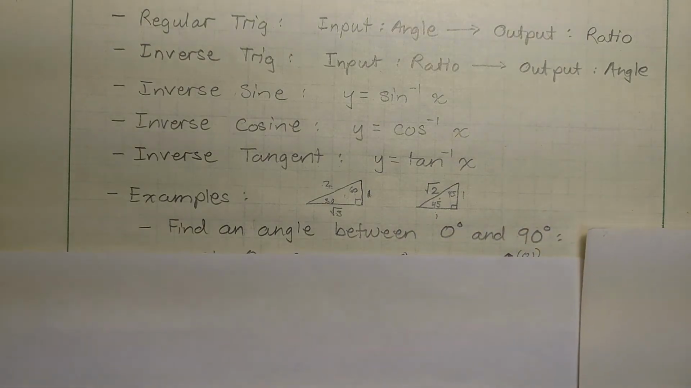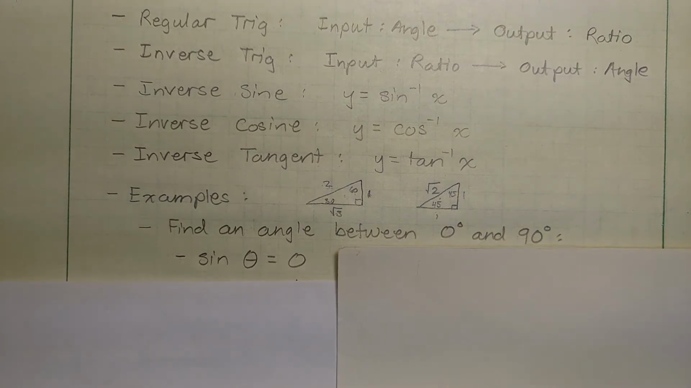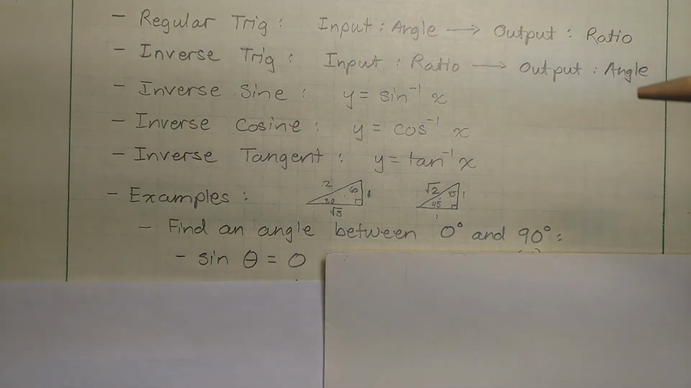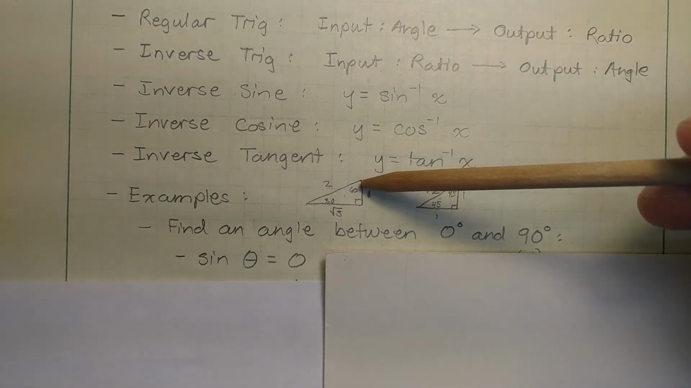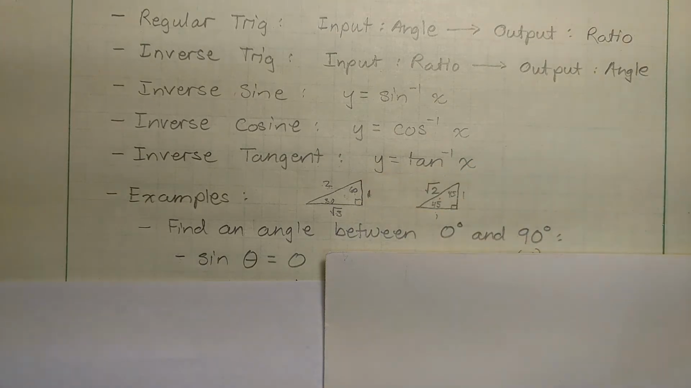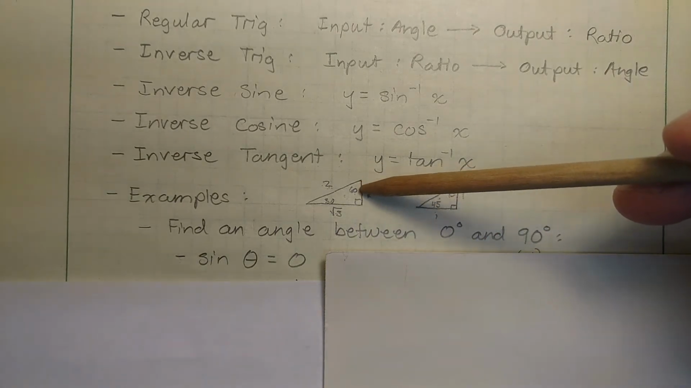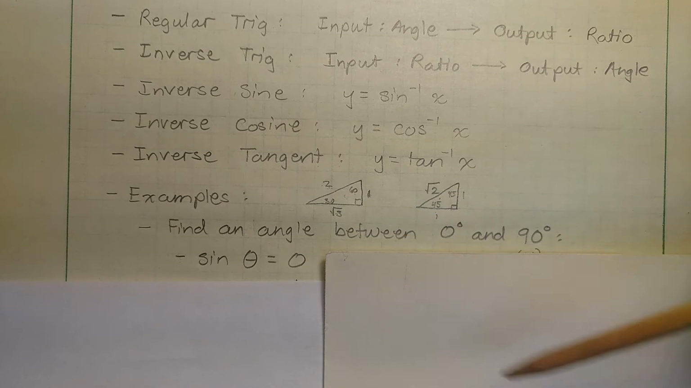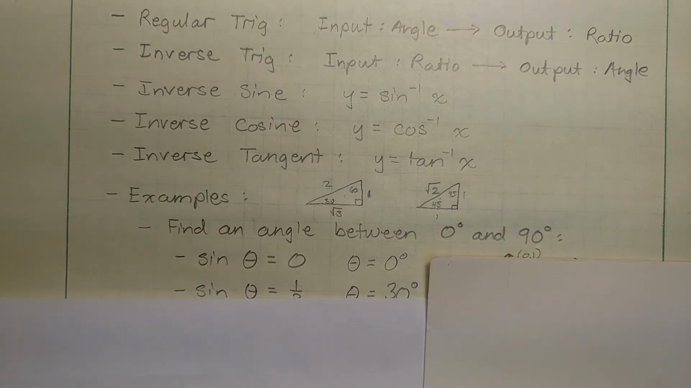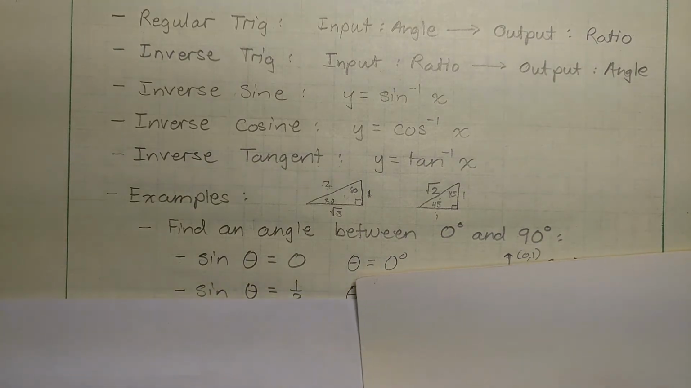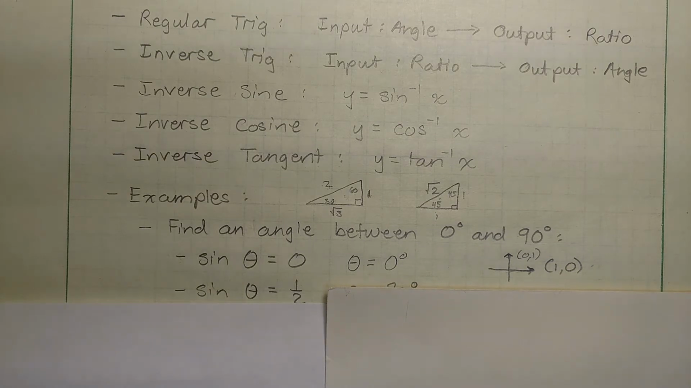It says find an angle between 0 and 90 where the sine would be 0. If I want the sine to be 0, that means the opposite side would have to be 0. The only time the opposite side is 0 is if there's no angle, so that would have to be when the angle is 0 degrees, or 0 radians if we want to think of it that way. There's a picture of it illustrated there on the unit plane.